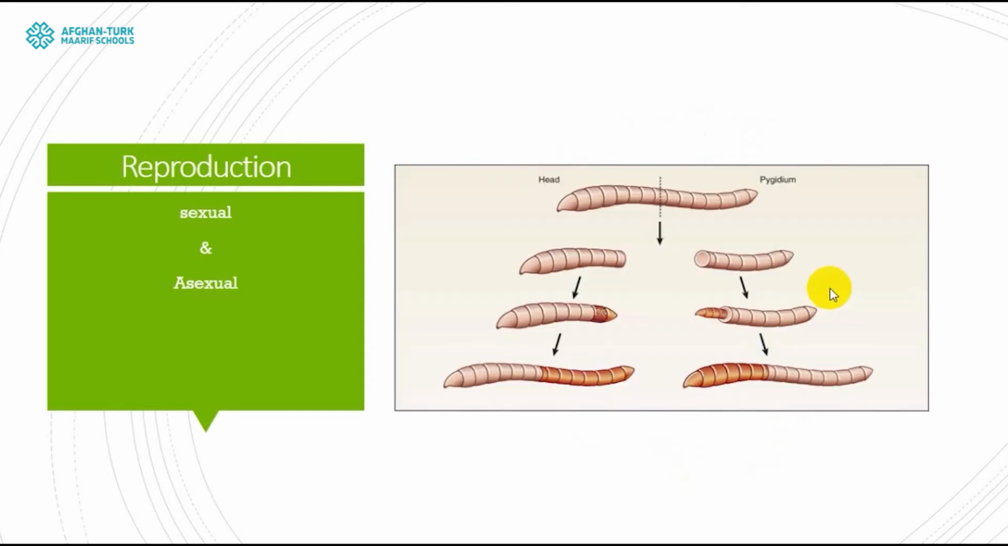And about their asexual reproduction, we can say that if we cut them in two parts, or if one part of their bodies get damaged, so they just can produce new annelids from the damaged parts.